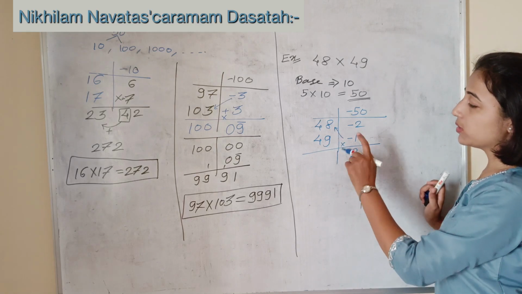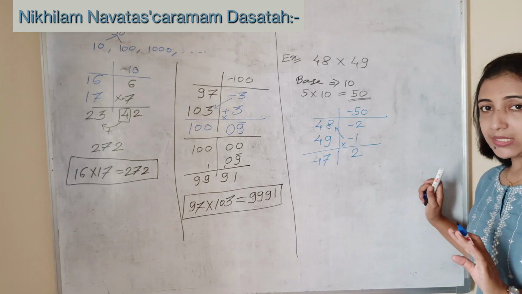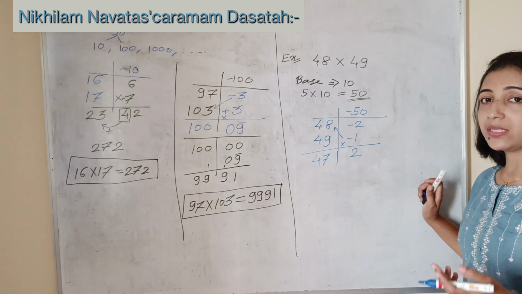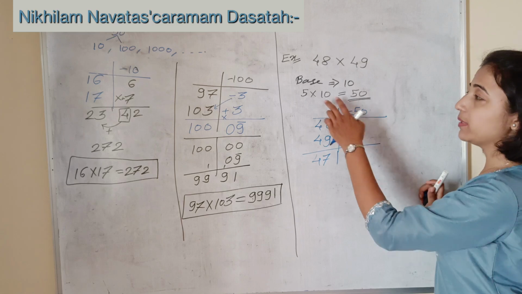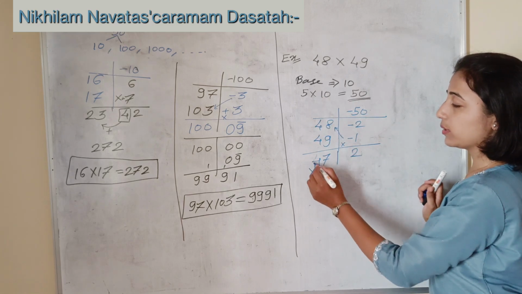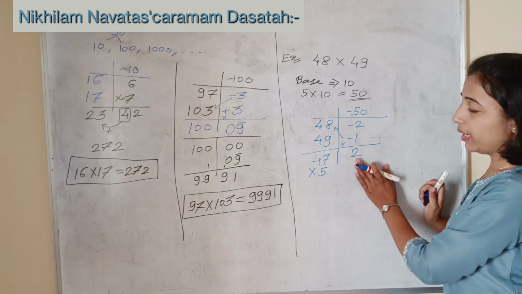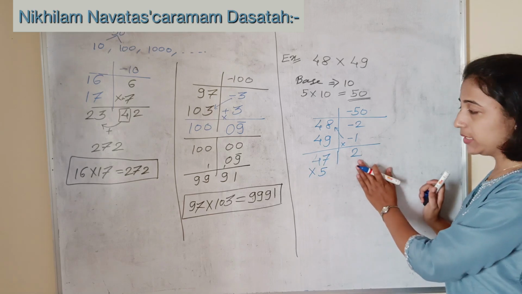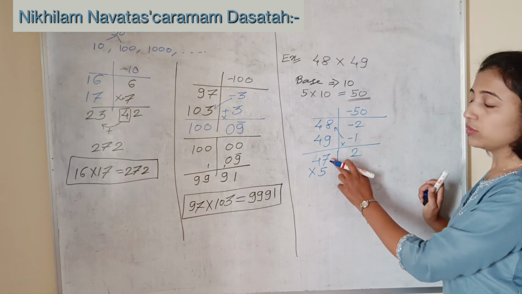So 48 minus 1 is 47. Is it our final answer? No, because we are changing the base by multiplying 5. So 5 we are multiplying to our base number. So same here, you have to multiply this left hand side part by 5. You don't have to change this right side part. Keep this as it is. The only change is to multiply 5 to this number.